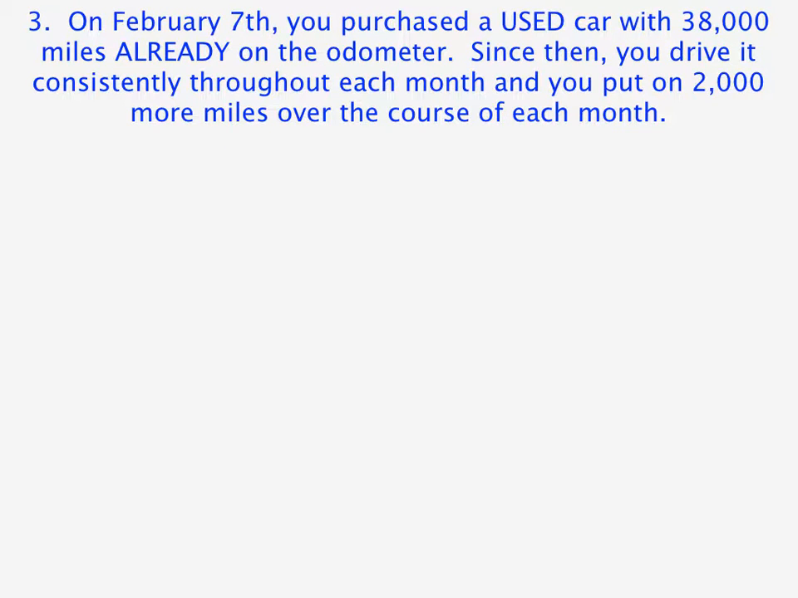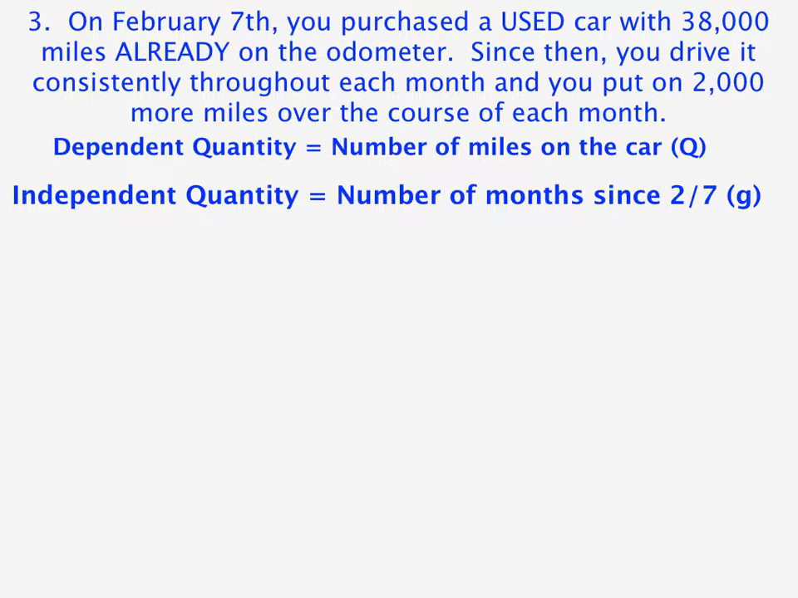Alright, 2 more examples for you to practice with. For each of these, once the hypothetical situation is laid out, please pause the video and come up with your dependent and independent quantities, give them variable names, create a table of values, an equation, and find the domain and range for each relationship. Alright, on February 7th, you purchased a used car with 38,000 miles already on it.